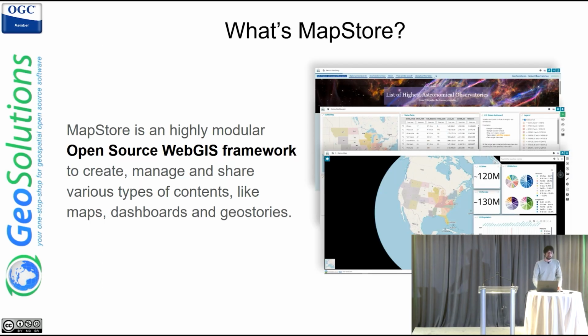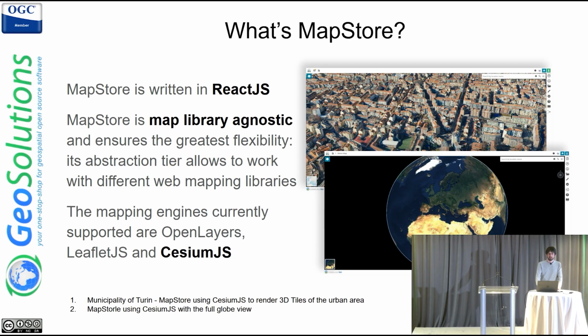An introduction on what MapStore is. MapStore is an open source WebGIS framework, a web application where it's possible to plug in different tools, and it allows you to create maps, dashboards, and geostories from the user interface. It's written in React.js and it's mapping library agnostic, so we can build different types of mapping engines on top of it. The ones currently supported are OpenLayers, Leaflet, and CesiumJS.